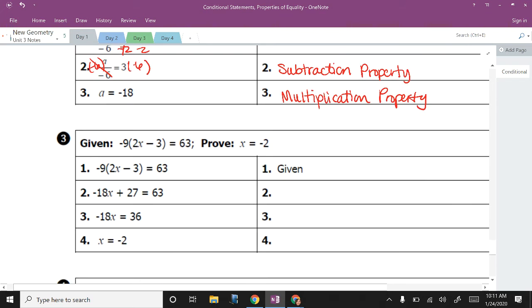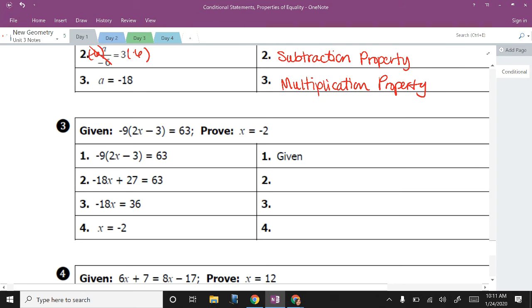All right, let's do this one. We ain't gonna do all of them. Let's do this one. So here's our given. Negative 9 times the quantity 2x minus 3 equals 63. Prove x equals negative 2. First statement is what they give you, and the reason is given. All right, so we got to fill in the rest of the reasons.